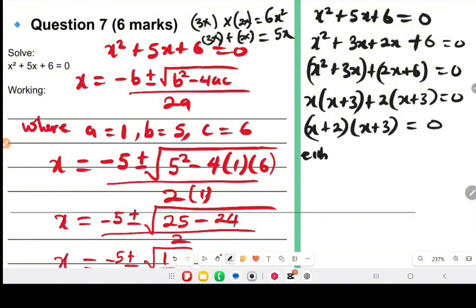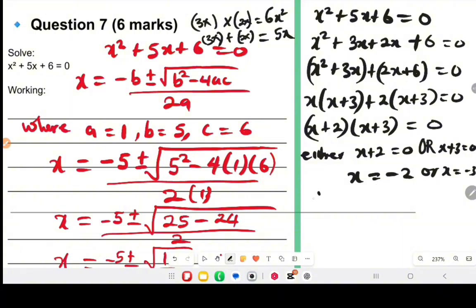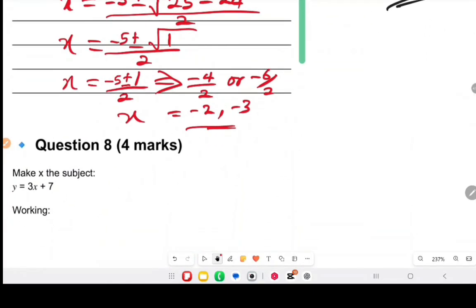Either x plus 2 equal to 0 to make the expression 0, or x plus 3 equal to 0. When we collect like terms, x is equal to minus 2, or x is equal to minus 3. Therefore, x is equal to minus 2, minus 3, which is the same answer when we use the formula. Then we continue.